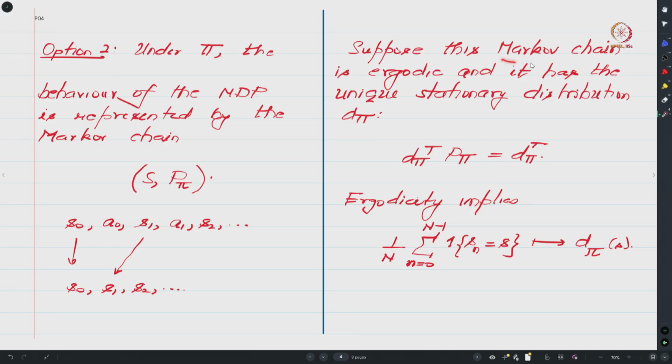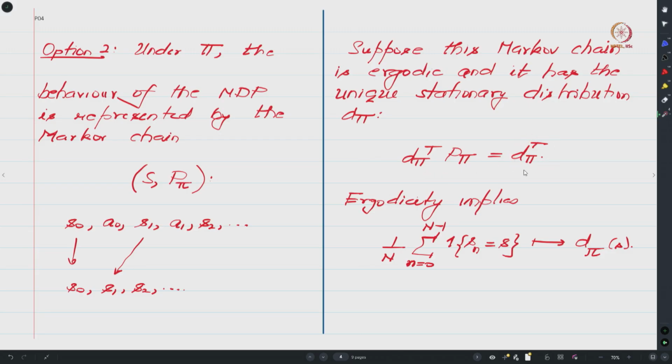Now suppose this Markov chain is ergodic, and since it is ergodic it will have a unique stationary distribution. A Markov chain being ergodic means that it is irreducible and aperiodic, so you can look it up online what these terms mean. So if it is ergodic then it will have a unique stationary distribution d pi, which means that if you take the transpose of your column vector d pi and multiply it with P pi, then you will end up with d pi transpose.